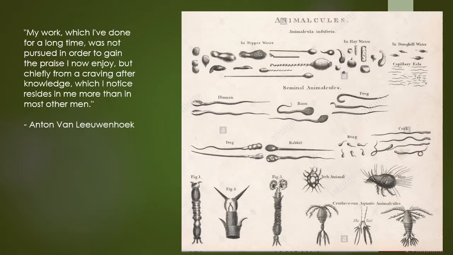Here's a picture of some of the things that he saw. So when he was looking in pepper water, he could see some of these little seeds here and what the features on those seeds look like. This is what he saw looking in hay water. These were some different sperm that he saw from the human, from a ram, from a frog, dog, rabbit. And so he drew all those and compared those. And he called this an itch animal here. And so a mite is here.